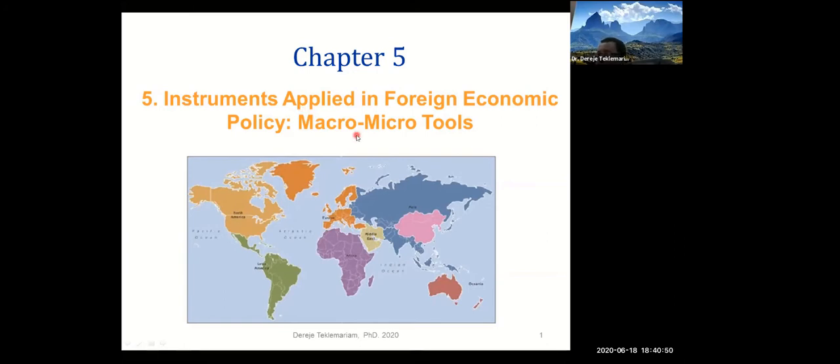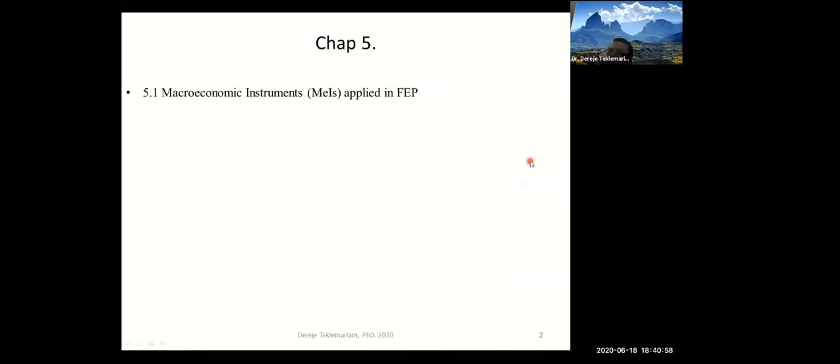So these tools can be classified into two major groups, the macro tools and the micro tools. These are the two major issues that we will discuss in this chapter. The remaining issues are already being provided in the form of exams. So let's see first about macroeconomic instruments. Which macroeconomic instruments? Let me ask you this question.